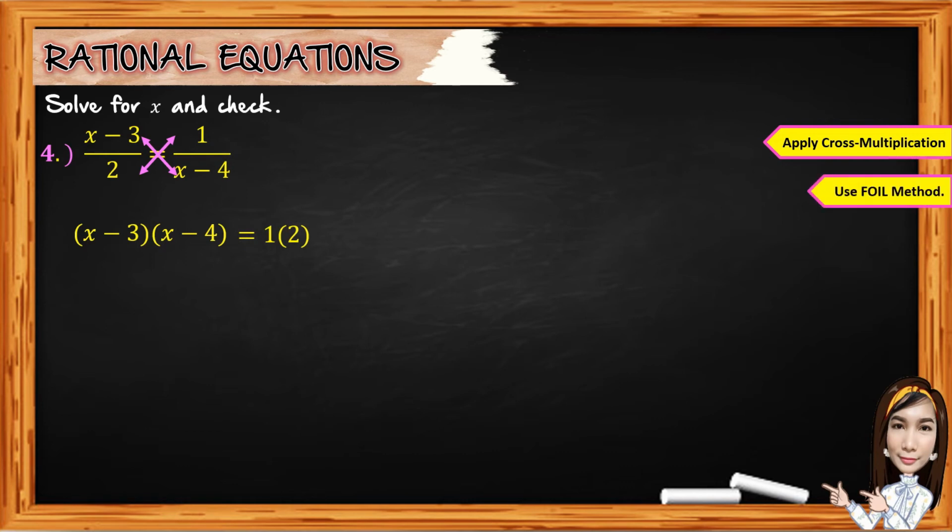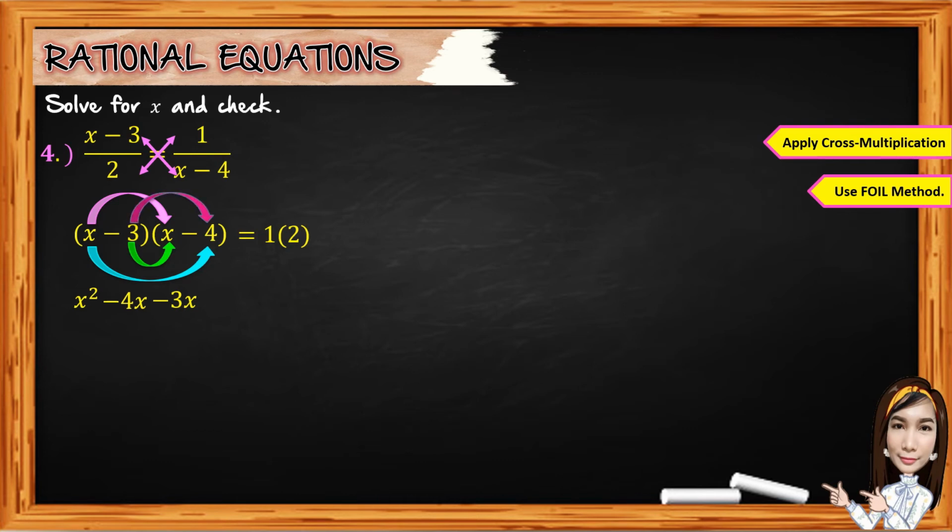On the left side, we can use the FOIL method. So multiply the first term, x times x is equal to x squared. Multiply the outer terms, x times negative 4, that is negative 4x. Multiply the inner terms, negative 3 times x, we have negative 3x.